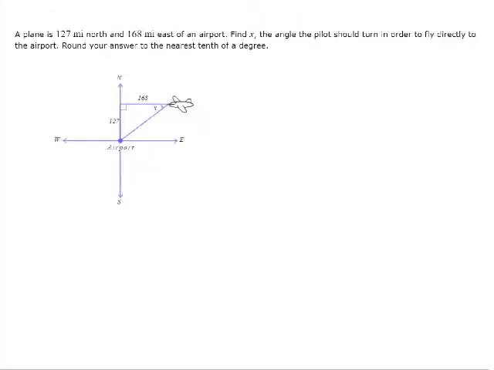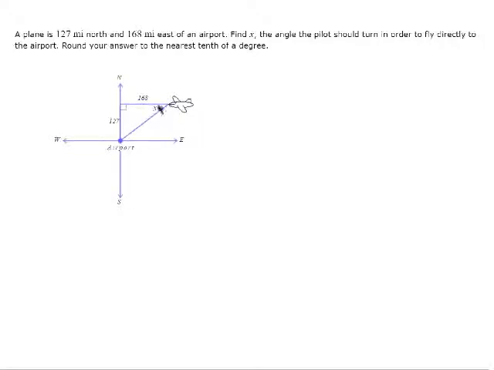A plane is 127 miles north, right there, and 168 miles east, right there, of the airport. Find x, the angle, that the pilot should turn in order to go directly towards the airport. So what's that angle to go directly towards the airport? We want it in degrees.